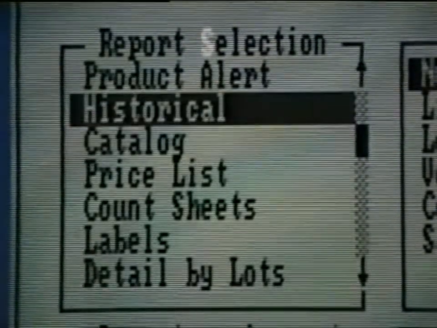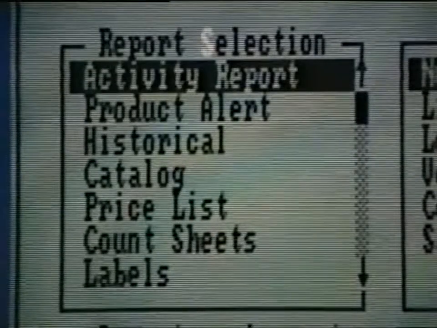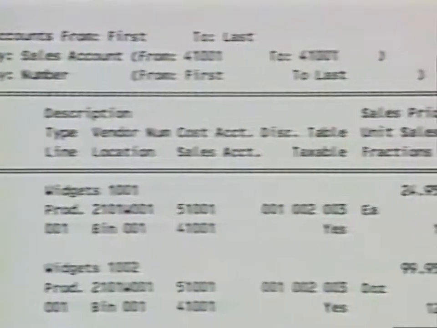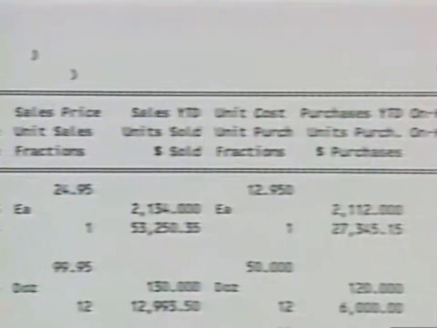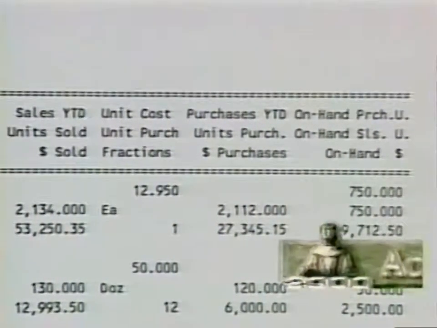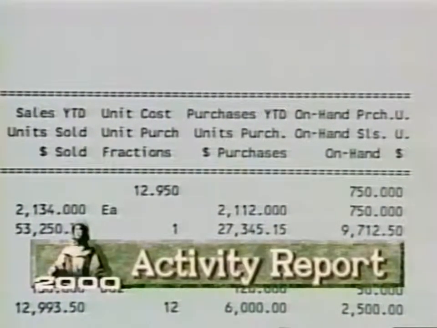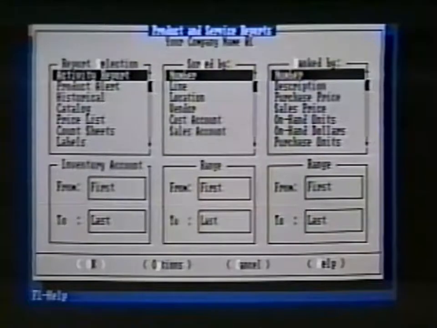One of the most important of these product service reports is the Activity Report. This report gives you sales and purchase information on each product selected. You're also given product location and the current on-hand stock by unit. This report can quickly identify slow-moving or hot products. To print this report, click on Activity Report from the selection box.